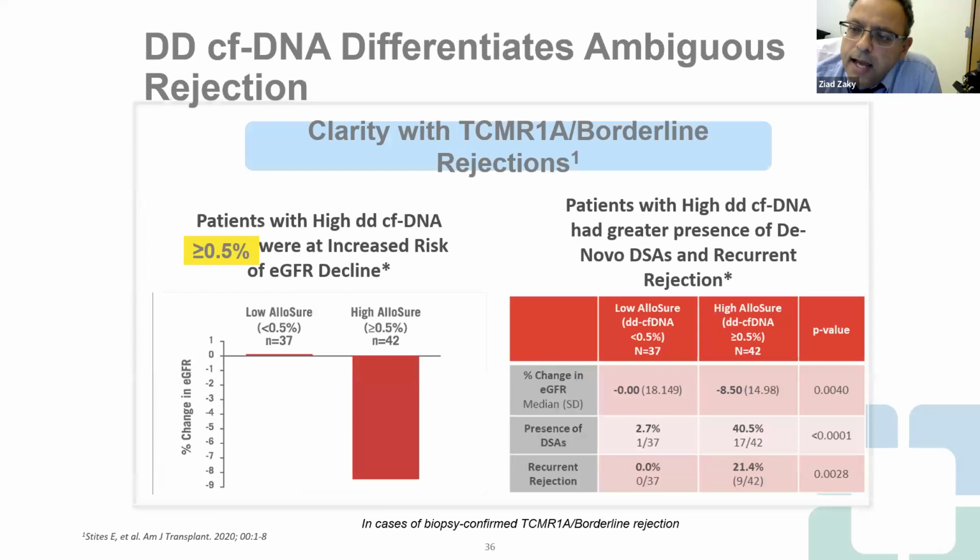Interestingly, in this study, if you have patients with T-cell mediated 1A or borderline, and their donor-derived cell-free DNA is more than 0.5%, there's a very statistically significant decline in GFR, development of de novo DSA, and recurrent rejection, versus those patients who had the same biopsy findings with less than 0.5% donor-derived cell-free DNA. So it's a marker of active rejection, even though you may have the same pathology.